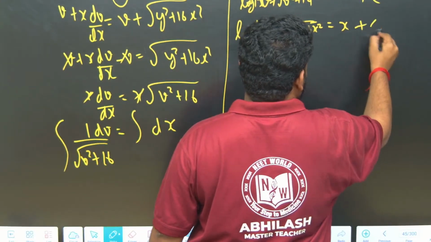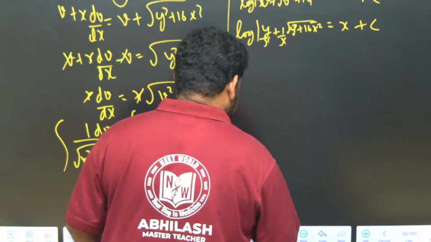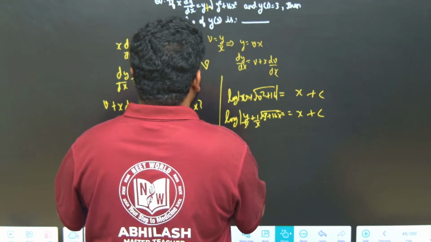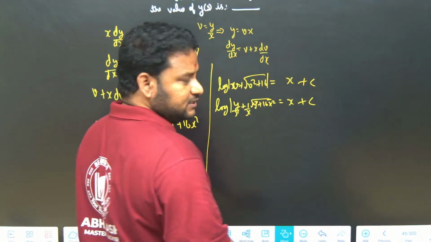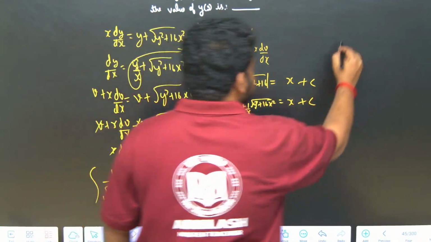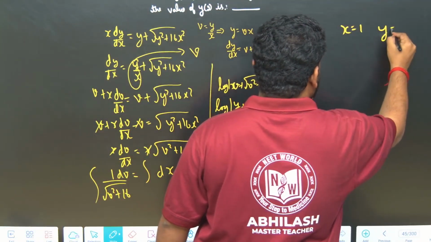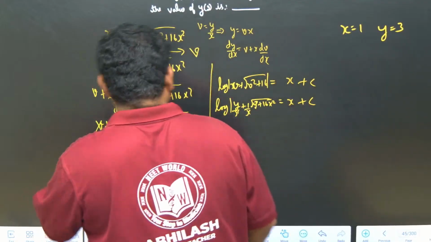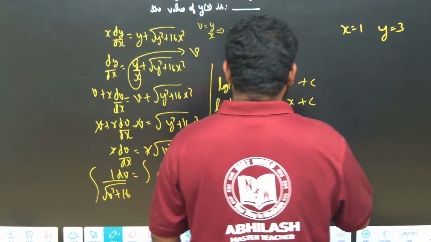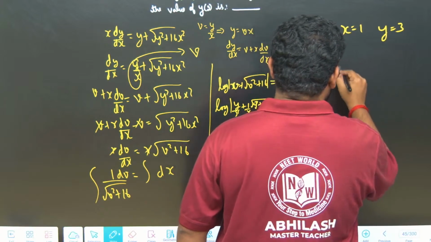This should be plus c. Got it? Now what they are telling us is that y of 3 is equal to 3. That means when x is 1, y is equal to 3. So here, when x is 1, y should be equal to 3.